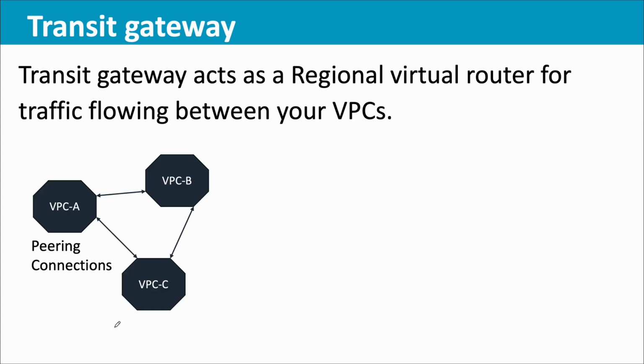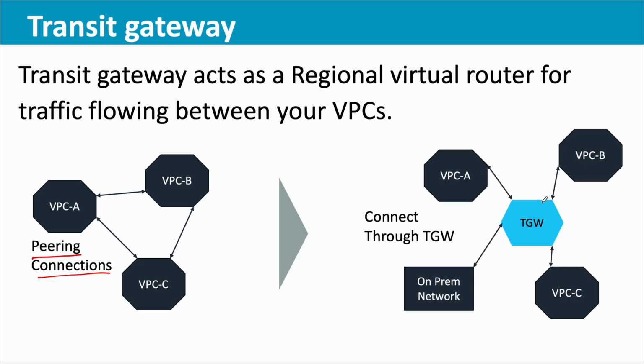Before Transit Gateway, if you have to establish communication between two VPCs, you will establish what is called the peering connections. But with Transit Gateway, you connect all your VPCs and your on-premises network to your virtual router called Transit Gateway, and it acts as a routing hub. If VPC A need to communicate with VPC B, that communication can be routed through the Transit Gateway.